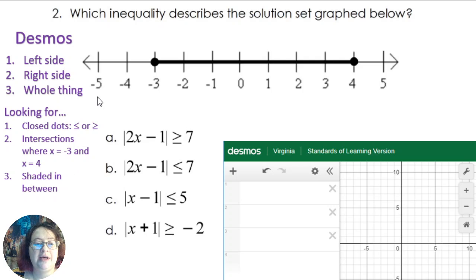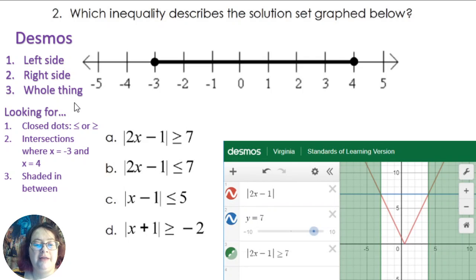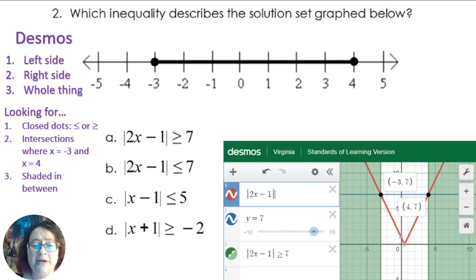So in Desmos, I'm going to put the left side in the first box, the right side in the second, the whole thing in the third. And that gives me my graph. So this is answer choice A. And if I click on those intersections, I have one at -3 and one at 4. So the intersections are right, but it's not shaded in between. It's shaded on the outsides. So that doesn't match our number line up here. So I'm going to move on to my next one.